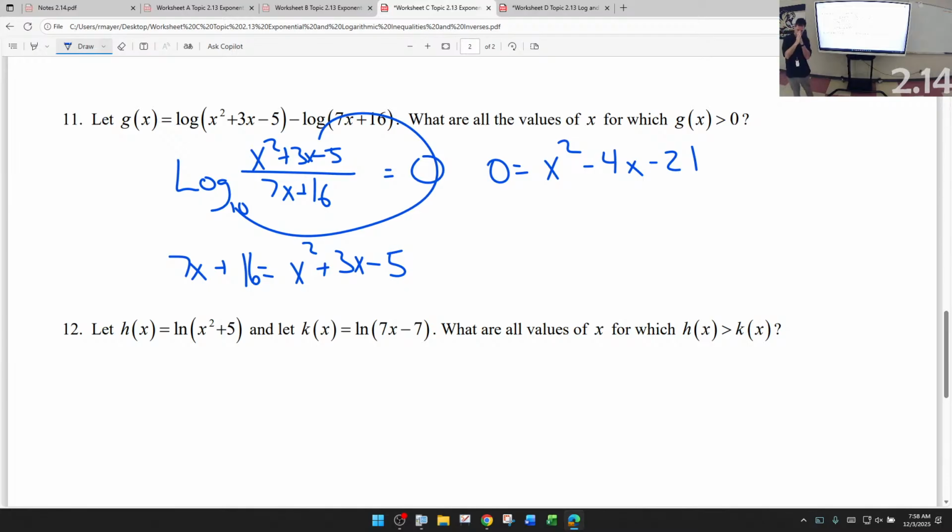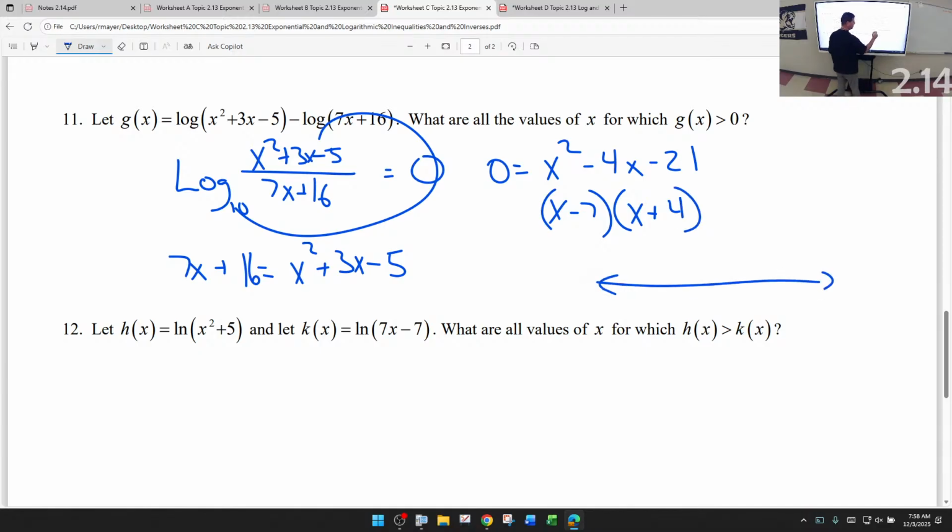Now we hope it factors. It does. So we'll do an x minus 7 and an x plus 4. And I'm going to do my little number line, and I'm going to put a negative 4 and a positive 7. I apologize, my back's to a lot of you. Uh-oh, where'd I miss? Gosh! First mistake this year. I got so excited. Do all the hard stuff and can't even factor right.